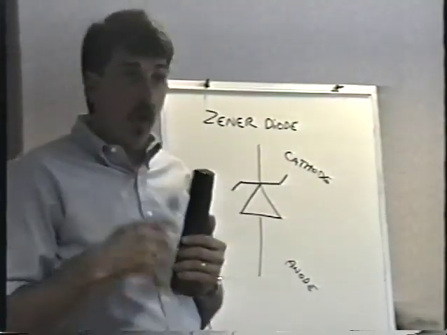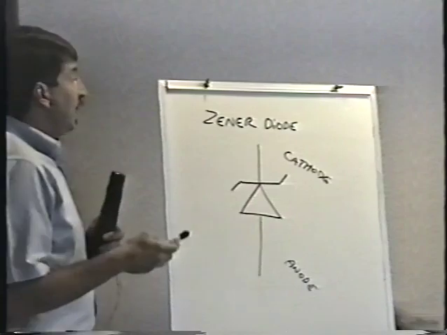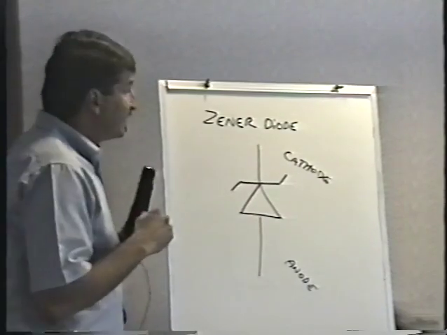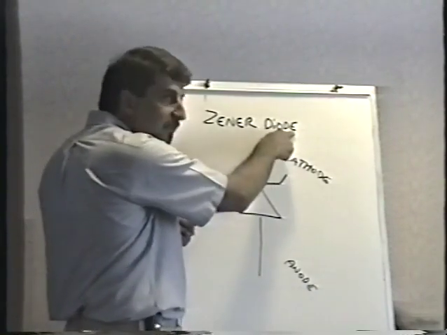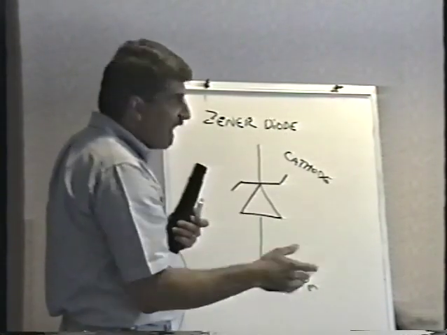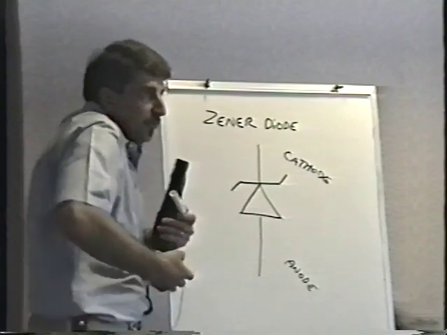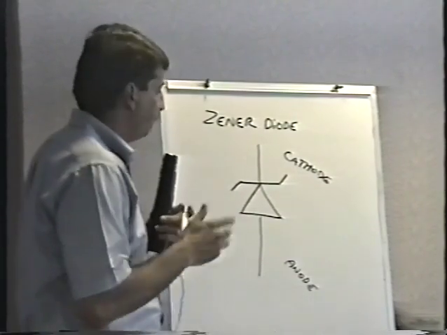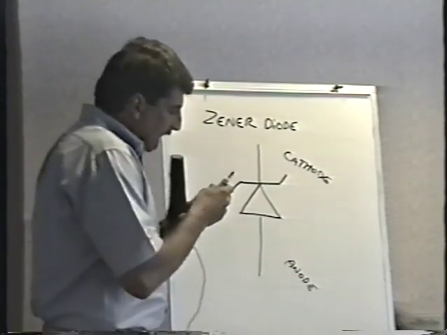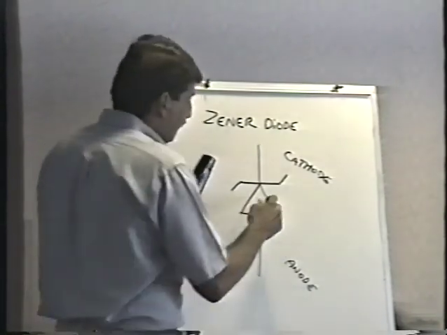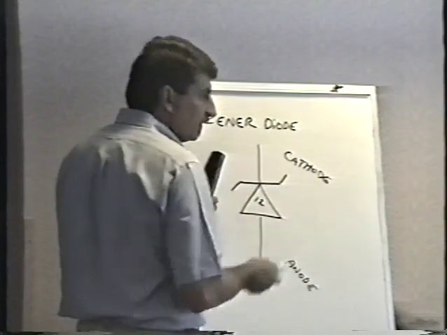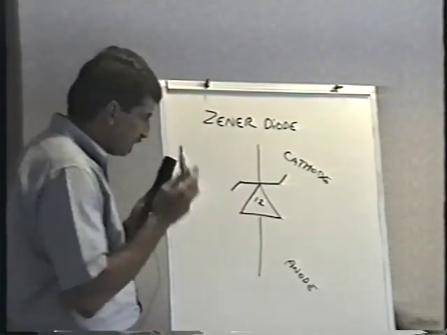In fact, the Zener diode works in a completely different way. In fact, the only reason it's called a diode is that it has two leads. Diode, two leads. Other than that, it actually works completely different. It's a whole different animal. Here's the deal. Every Zener diode has its own voltage rating. Let's say, for instance, that we have a 12-volt Zener diode. Here's what this means.